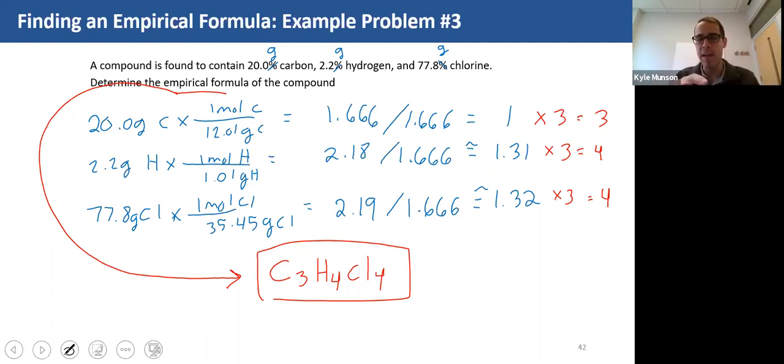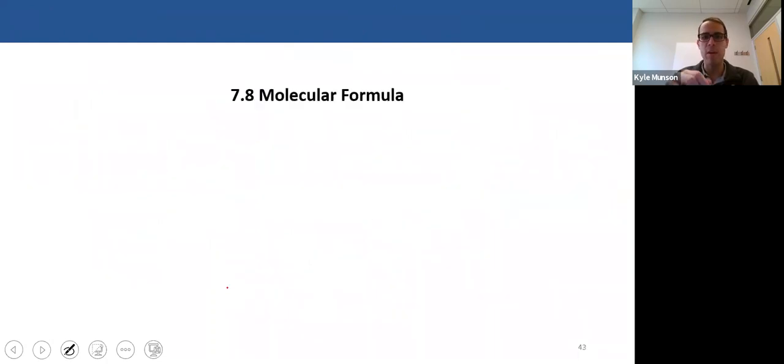There are more problems like this in your homework, so give them a shot. And in the next video, we're going to be talking about molecular formulas, and we're going to be using these concepts that we learned here for empirical formulas. So again, if you have any problems, reach out to me. I'd be happy to answer them, and see you in the next video.